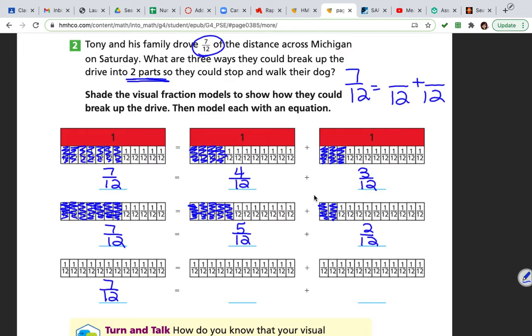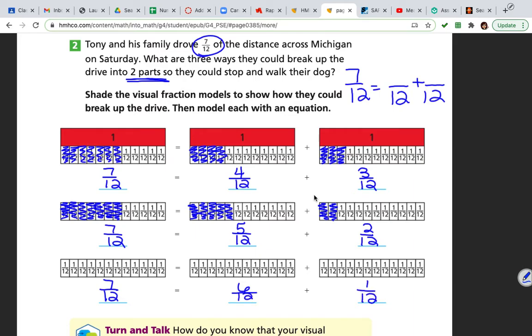All right, so let's think about this. So 7/12, we could break it up as, we've done 4 and 3, 5 and 2. We could do it as 1 and 6 maybe? We've done 2, 3, 4, 5. Let's do 1 and 6. So let's go 6/12 of the way there, 6/12 and 1/12.